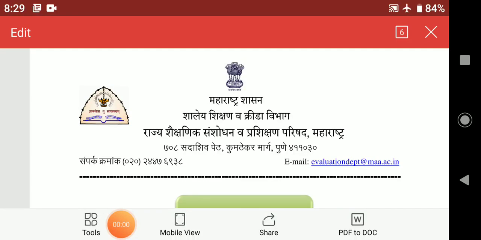Hello dear children, we are going to now discuss our science question bank, that is Science 1. The question bank which is given by Maharashtra Shasan, that is Shaleya Shikshan va Krida Vibhag from Pune. Might be from this some questions will be asked, some not, but usually the questions will be taken from this only and it will be helpful for you to solve your exams.